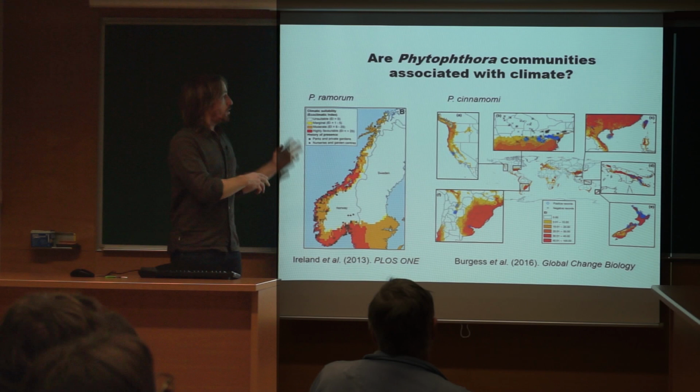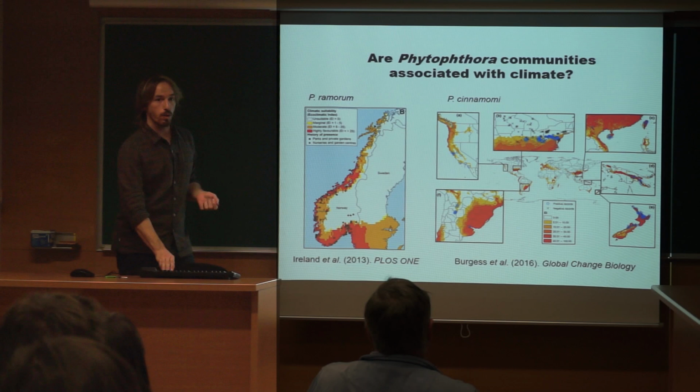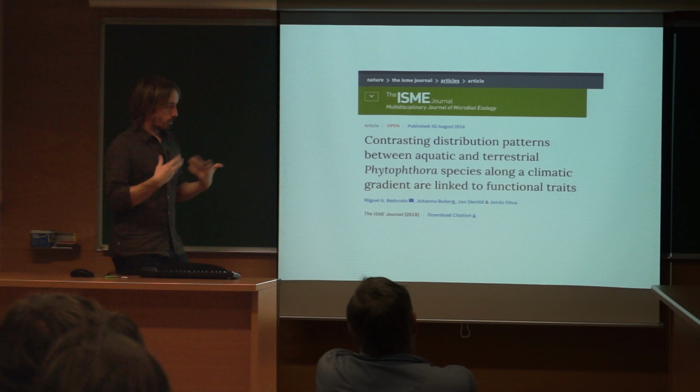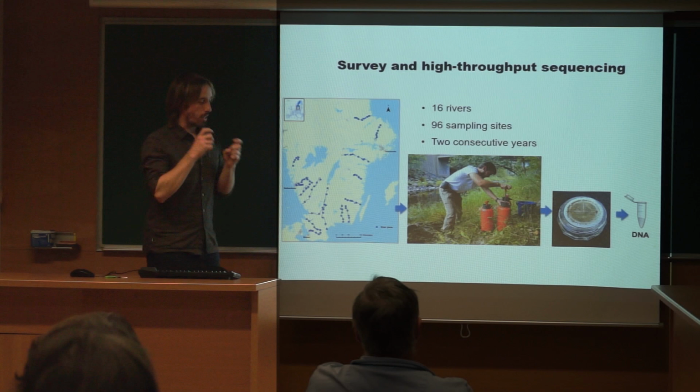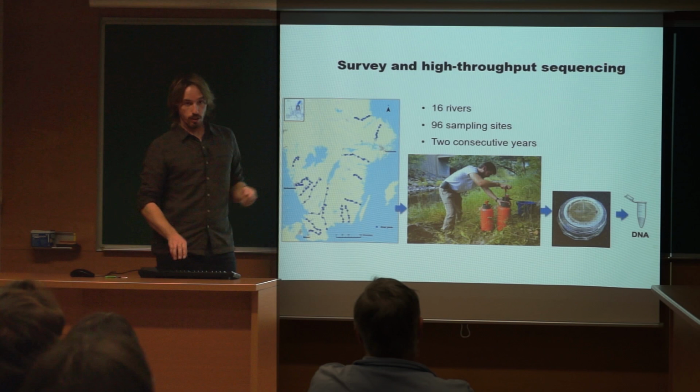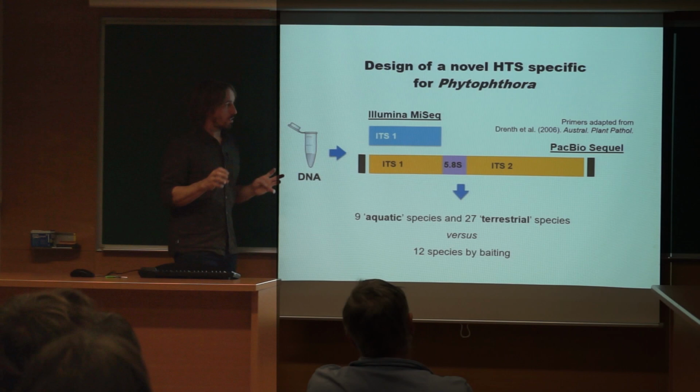We thought, okay, why not look at the community level then? Why not look at the whole community? Is climate really structuring these communities? And that's what we did in one of the last papers of Miguel Angel's thesis. Here we used the same sampling, but instead of spending hours and hours isolating and baiting, we just went for the DNA. We take water, we filter it, and we designed a high throughput sequencing setup so that we could describe all the species in the water.